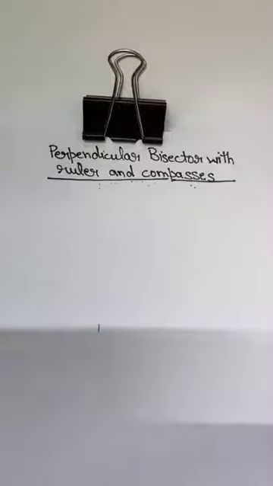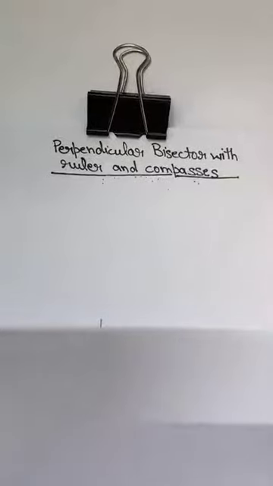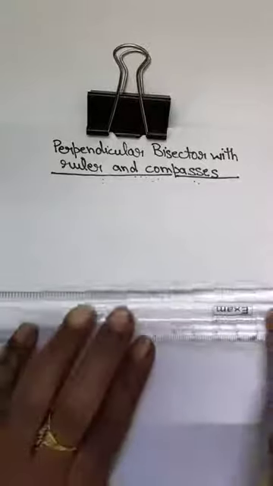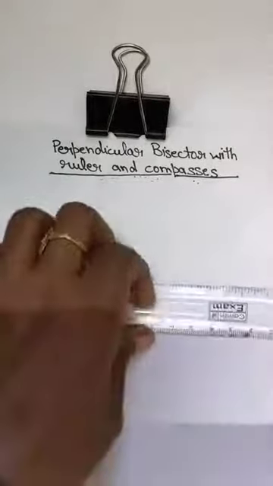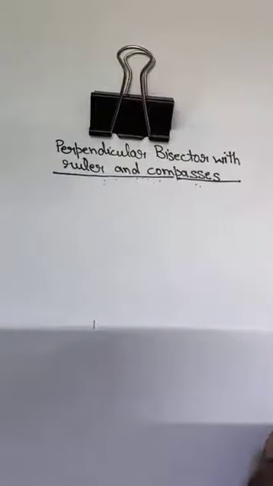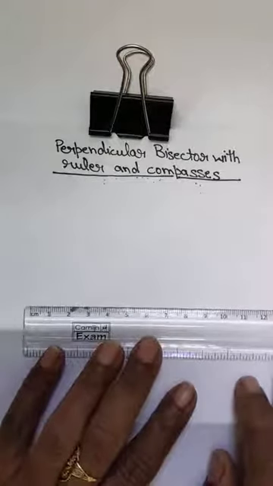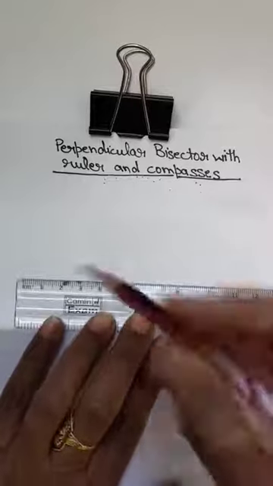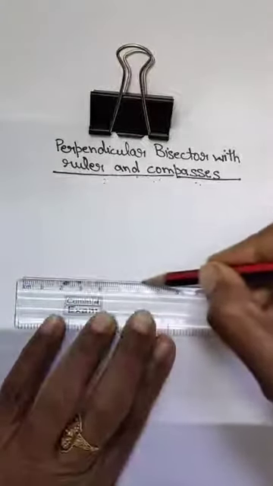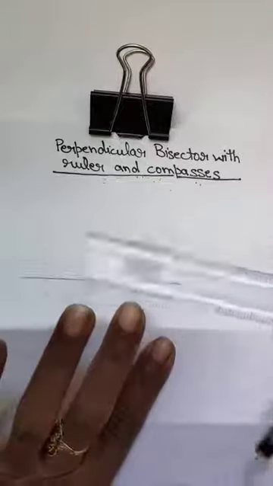Now our third topic is to construct a perpendicular bisector with ruler and compass. Means it will make 90-degree angle also and it bisects the line into two equal parts also. So now see how we will do this. First of all, draw a line segment AB. Here we are making the line segment because we have to bisect it in two equal parts. So I am making my line segment of 8 centimeter.